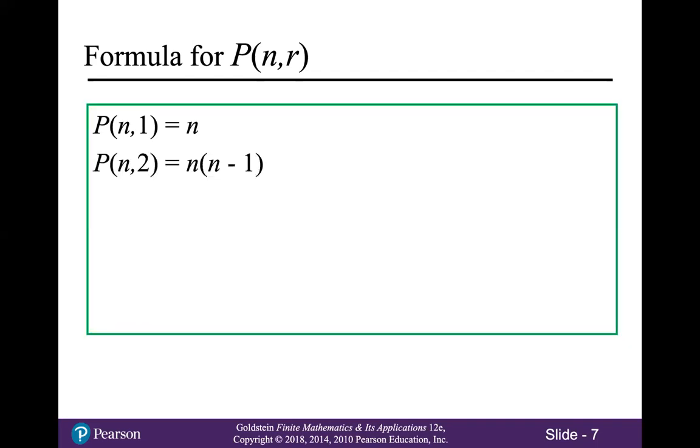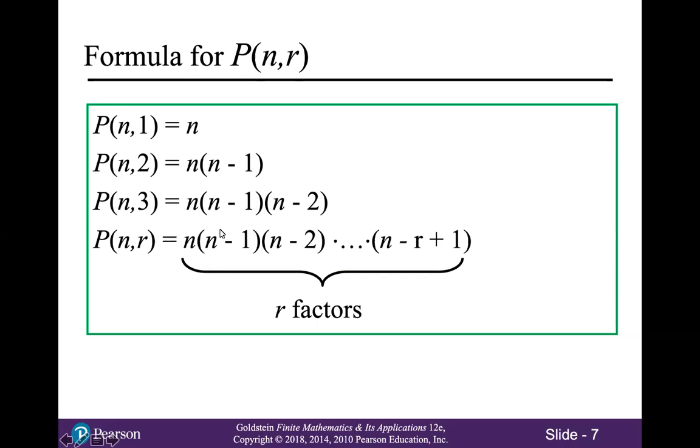P(n, 2) is equal to n times n minus 1 by the multiplication principle. So again, if you had 10 books and you wanted to choose 2 of them, maybe to read on your vacation, and let's say that you were thinking about the order, which book are you going to read first? There are 10 choices for the first book and 9 choices for the second book. In general, n choices for the first, n minus 1 for the second, and so on and so on.